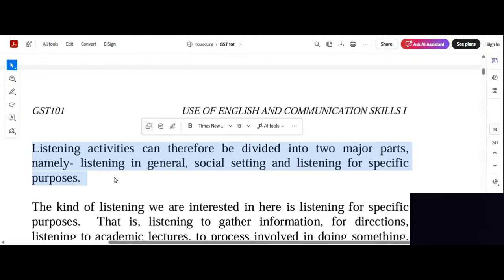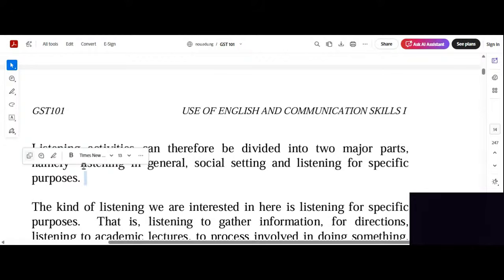We have two forms in which you can listen, or two divisions of listening activities. The first one, listening in general, which is also called social setting, and listening for specific purpose or purposes. You might be wondering, what does that mean? Which one is listening in general? Which one is listening for specific purpose?